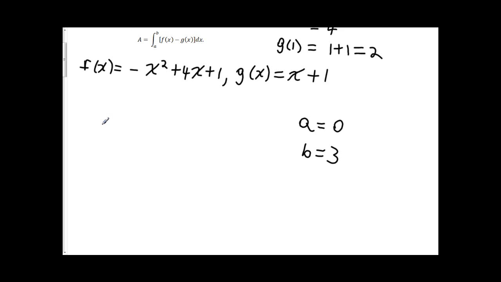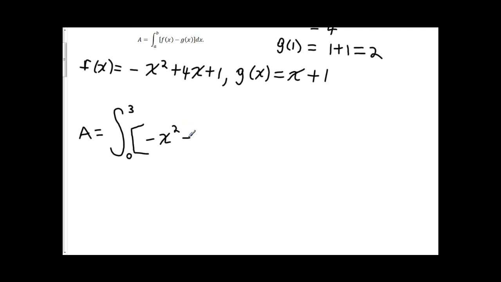So it says that the area is equal to the integral from a to b, which is from 0 to 3, of the f of x minus the g of x dx. So let's do that. Well, let's see. The f of x was negative x squared plus 4x plus 1. And we're going to subtract from that the g of x, which is x plus 1. And we're going to do the integral of that difference with respect to x.